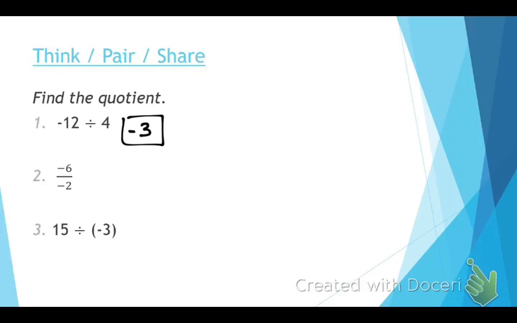Positive or negative? It is a positive 3. You count the number of negative signs because there were 2 of them. The number 2 is an even number, so your answer has to be positive. Okay? Final one. 15 divided by negative 3 equals? Negative 5. Negative 5 is correct. Was there anyone who got all 3 of them correct? All right. Excellent work. That is the end of our lesson for today.